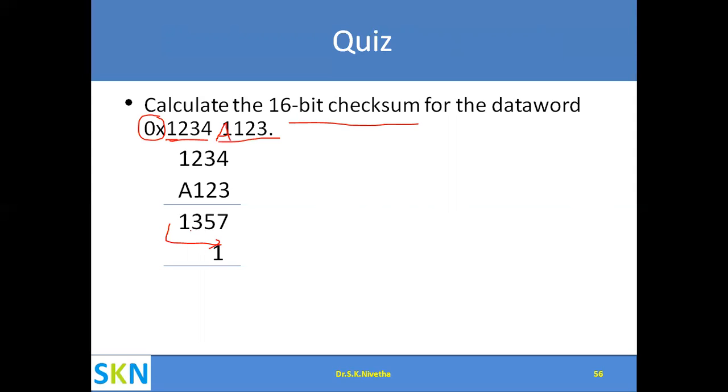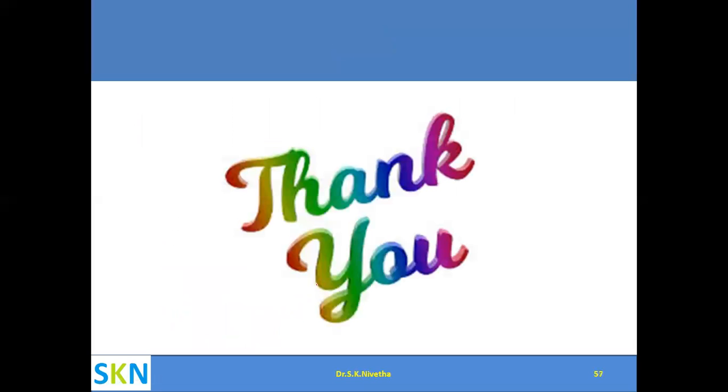Now again we calculate the sum. This will come as 1358. Now I have to calculate the complement, subtracting from the maximum value 15. When I subtract, I get ECA7. So this is the 16-bit checksum for the given data: ECA7. This is the final answer. In this video, we have seen the basics about error detection techniques. Thank you.